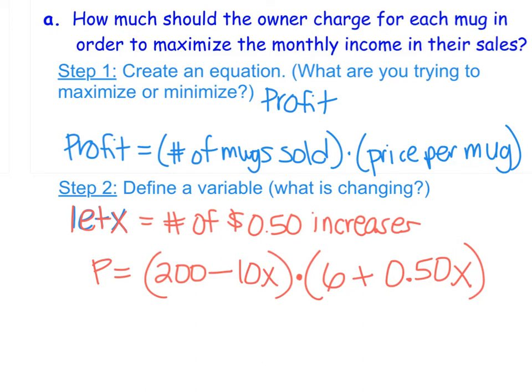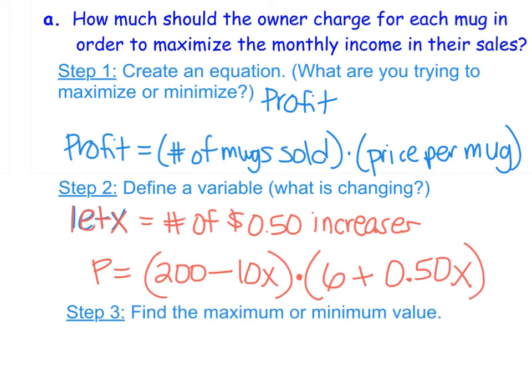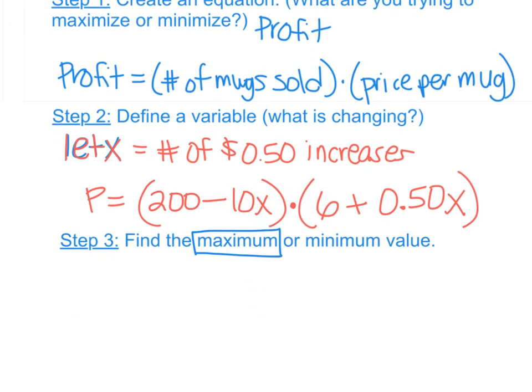So now that we have our equation, we need to find the maximum value. Maximum or minimum value, and in our case, we're finding a maximum. So that's your step 3. And again, in our case, we're finding maximum value. So how do we find that value? Well, we know that the maximum or minimum value for a quadratic, this is going to end up being a quadratic, is always at the vertex. So we need to find the vertex.